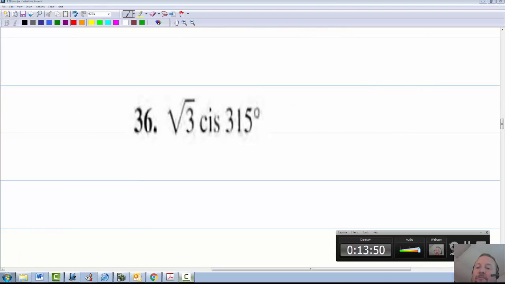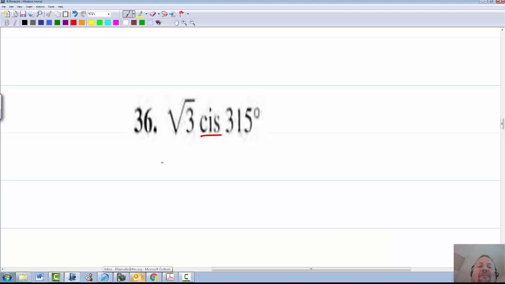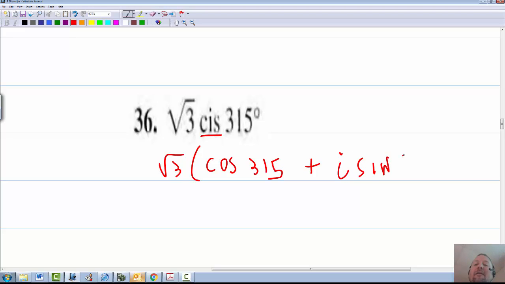And that's it. Here we go. What's cis mean? What's the C mean? I have to do what with this 315? Cosine of 315. And then what's the IS stand for? What do I write next? But it's plus, right? i sine 315.